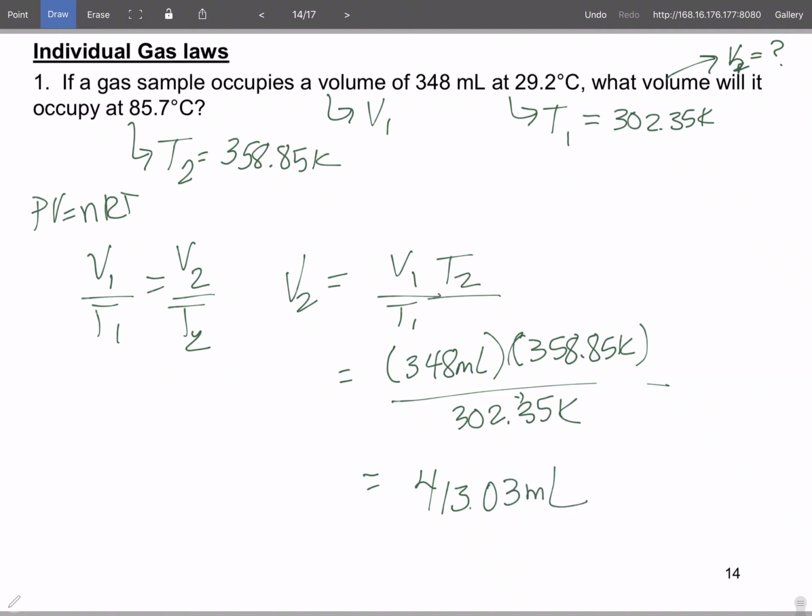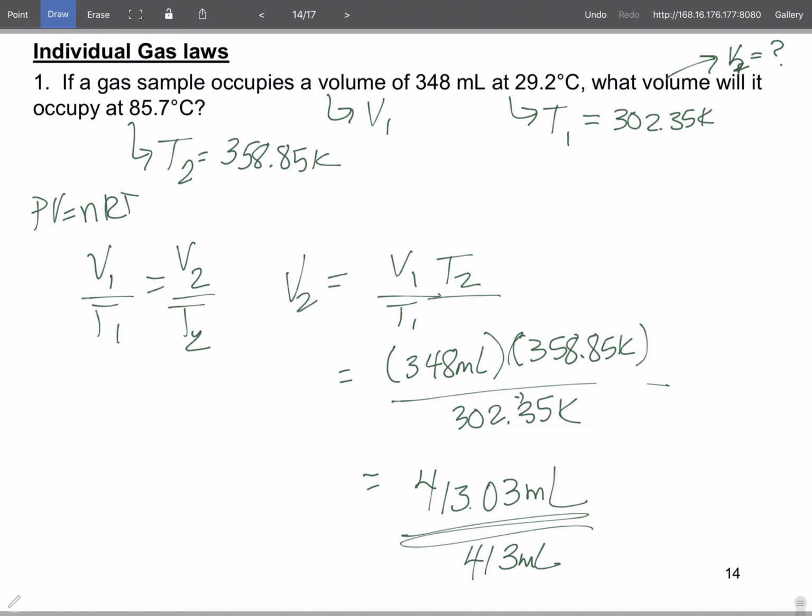Okay, so when we do the math, we end up with 413.03 milliliters. Okay, now, significant figure-wise, this gets a little ugly when we're dealing with the temperature conversion and then whatever. So in the gas laws, and especially doing these quizzes on D2L, I'm going to tend to sometimes, especially in this chapter, specify significant figures. Now in chapter 5, we'll go back to, you can tell them easier. So I don't usually, but in the gas laws, I'll usually give you significant figures. So if I told you 3 significant figures, it'd be 413.